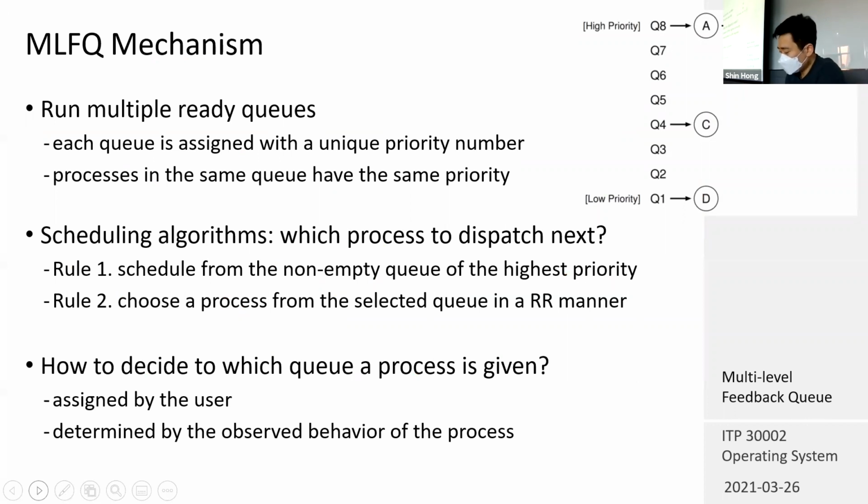So the first aspect of MLFQ is, as I said before, it runs multiple ready queues, not a single one. For example, like this, from the lower level priority queue to the high priority queue. And each queue holds a different number of ready processes. All of them are ready processes, by the way. 그렇죠? ready queue는 항상 ready processes 있습니다.